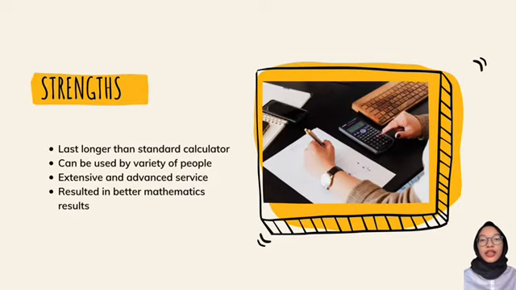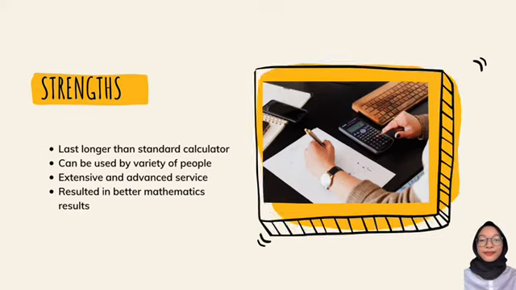Then there are the advantages. This calculator lasts longer than a standard calculator. It operates on LR44 batteries, which typically last 5 to 10 years, as opposed to a standard calculator battery, which only lasts up to 5 years. Next, because it has a wide range of functions, this type of calculator can be used by a wide range of people, including students, business owners, teachers, and anyone with a STEM-related job.